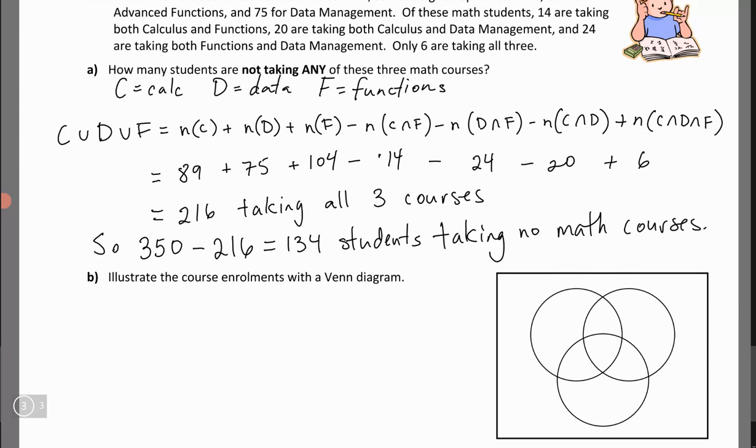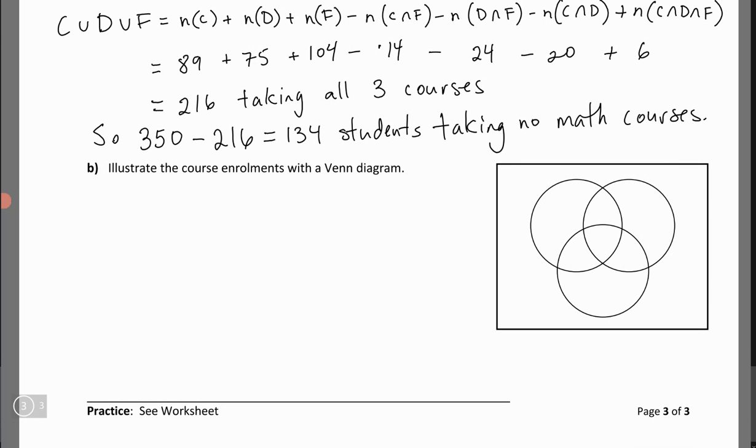Okay. Part B, illustrate the course enrollments with a Venn diagram. So here in my Venn diagram, I've got to know how many students are taking calculus only, functions only, and data only. Okay, so calculus only is equal to the number of students taking calculus minus the number taking both calculus and functions, minus the number taking calculus and data, plus the intersection of all three, so calculus and data and functions.